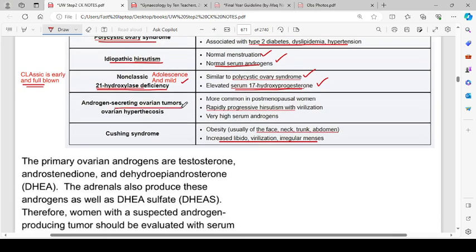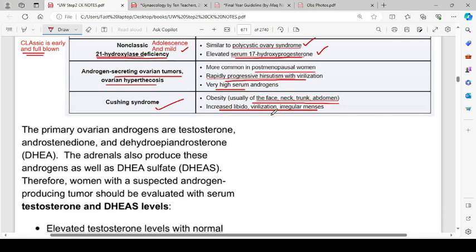Androgen secreting ovarian tumors or ovarian hypertrichosis are more common in postmenopausal women, with rapidly progressive hirsutism with virilization and very high serum androgens. Cushing syndrome: obesity, usually of the face, neck, trunk, and abdomen, increased libido, virilization, and irregular menses.